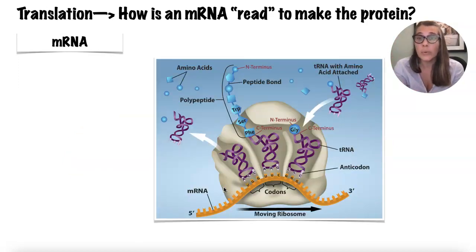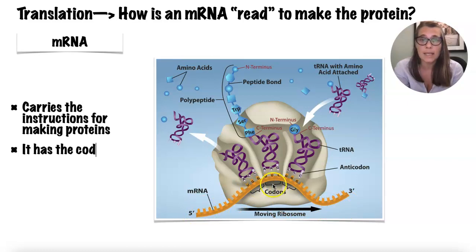So let's start with the mRNA. We made it through transcription, right? We just saw that a second ago, inside the nucleus if you're a eukaryote, outside the nucleus if you're a prokaryote. And this guy here is our mRNA. So it's the orange strand.